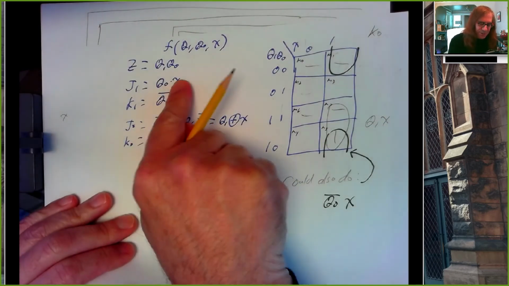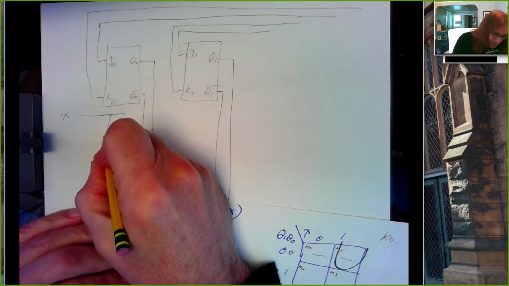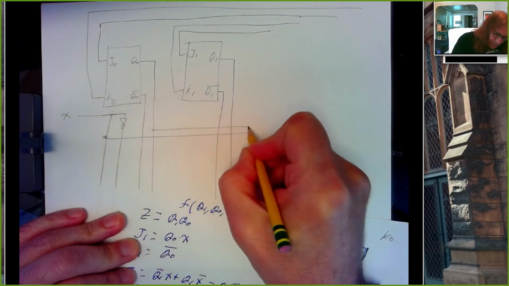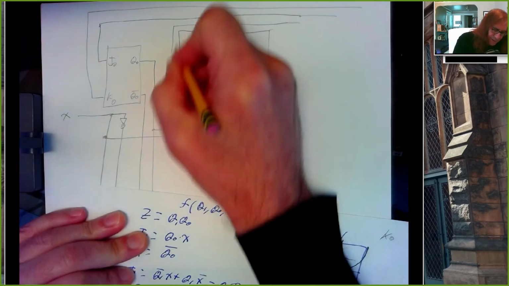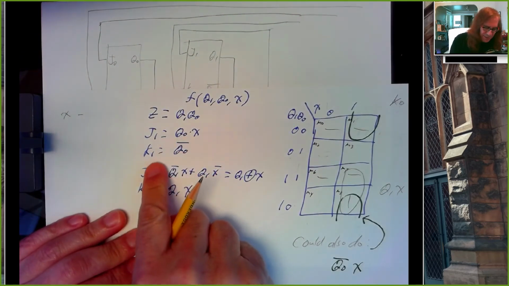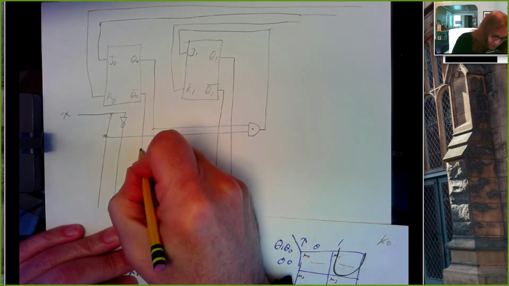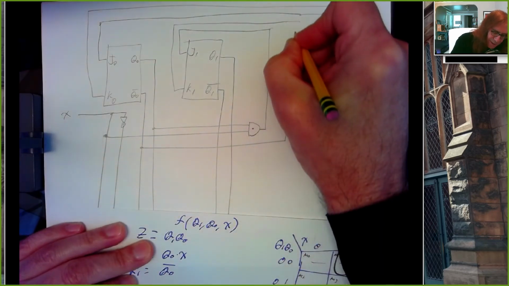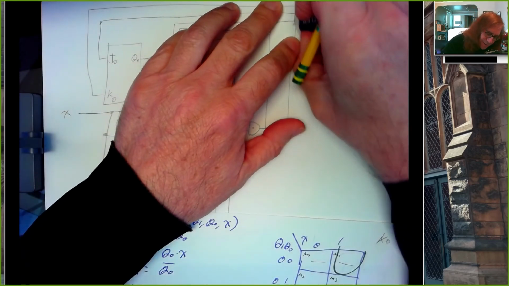So let's do J1, Q0 ANDed with X. So I'll do Q0 and X, and I'll AND those. And that should feed J1. So we've built that part of our circuit. K1 is just Q0 bar. So I'm just going to tap into Q0 bar and bring that over and connect that right up here, which feeds into K1. And we'll take off that little piece there.